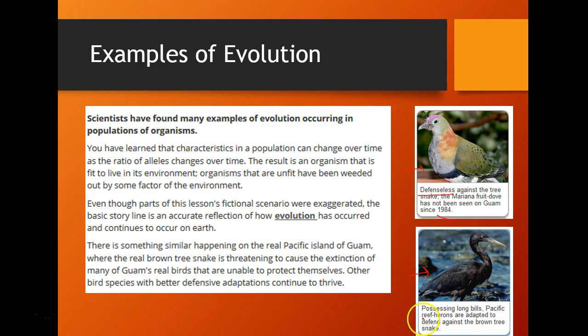Whereas these herons right here, we see it has a very large beak, right? Because of that large beak, it's able to defend itself against that brown tree snake, allowing this bird to survive and reproduce. So that's its special adaptation to allow it to continue to survive and reproduce.